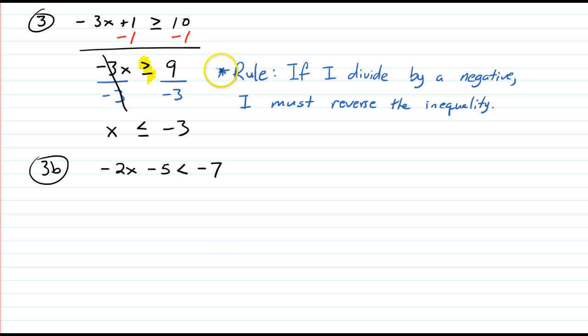Now this rule only applies if we're dividing by a negative. If this were a positive 3, then I wouldn't have switched it. But since it was negative, I had to switch the greater than to a less than.